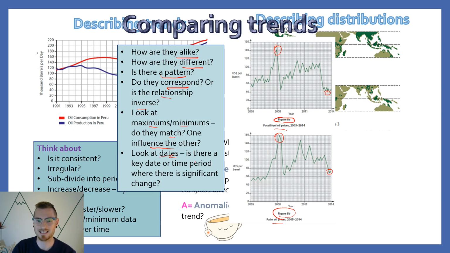And then look at dates. So are there any key dates or time periods where there's a significant change? So we've got this increase here and this increase here. So just before 2008 and just after 2008, okay, for oil and then for palm oil. And similar down here, it looks like there's a decrease just before 2014 and then just after that in palm oil. So when you compare the trends, go through this process to create your points.